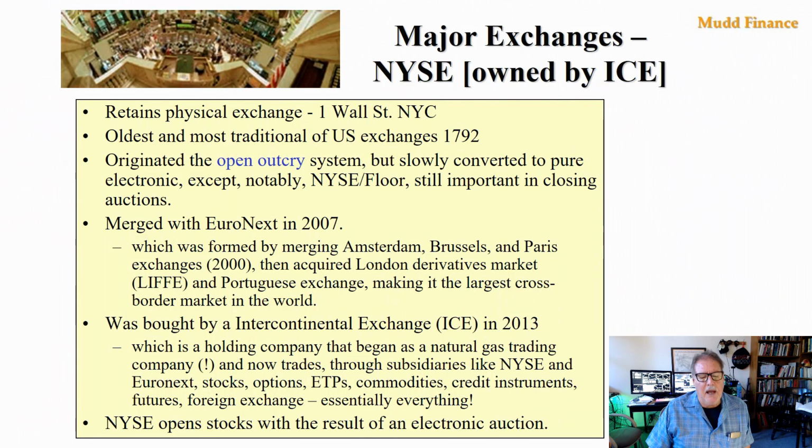But of course, they had to convert to pure electronic because of the cost. It's much cheaper to let computers figure out how the limit orders are going to be queued and what the significance of it all is. But I do point out that the New York Stock Exchange floor, which is still the old physical style human-based exchange, is still important in opening and closing auctions, especially closing auctions, figuring out what price to finally close at.